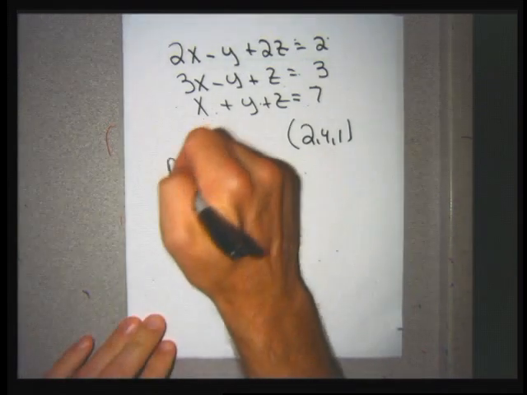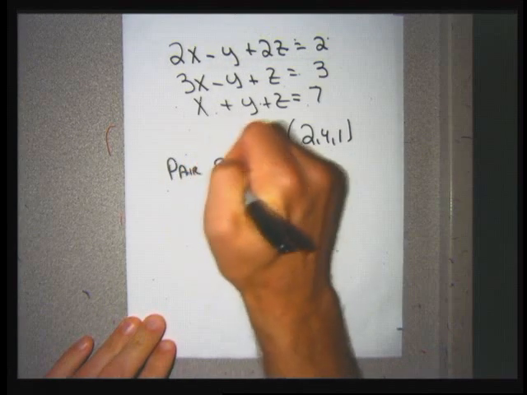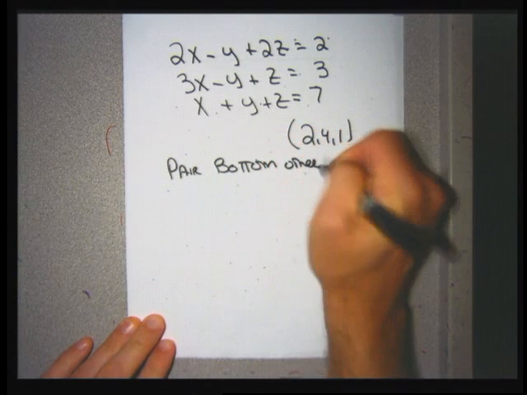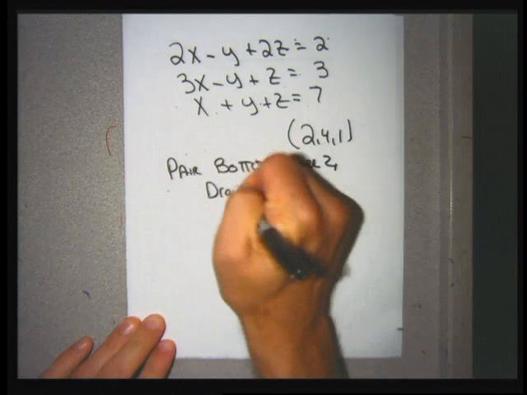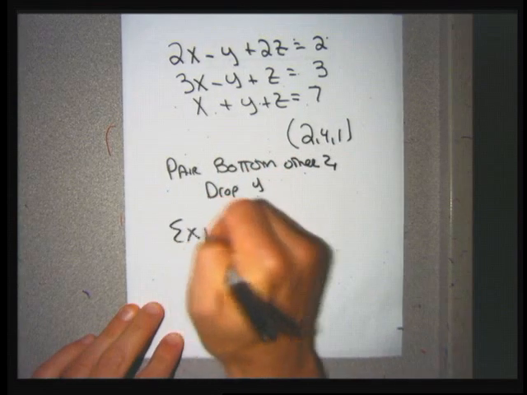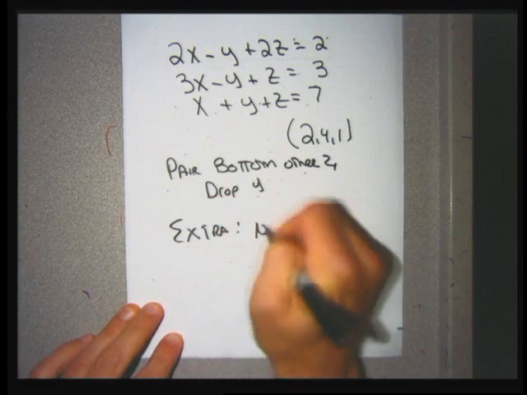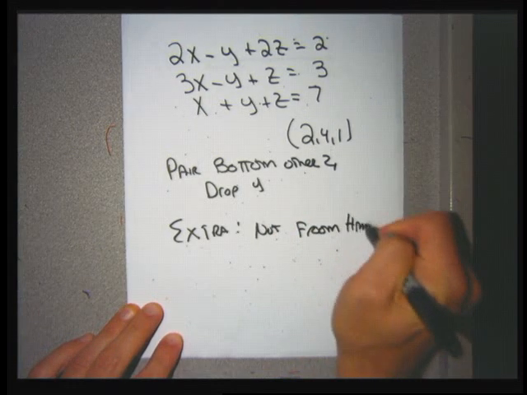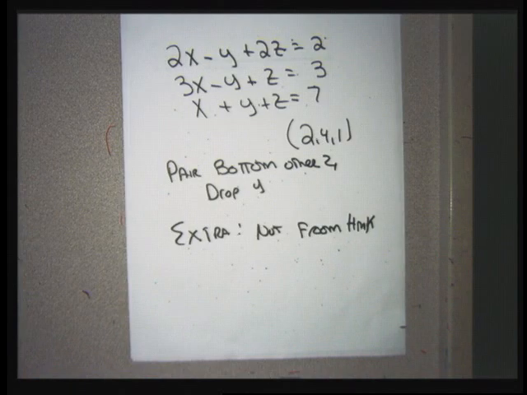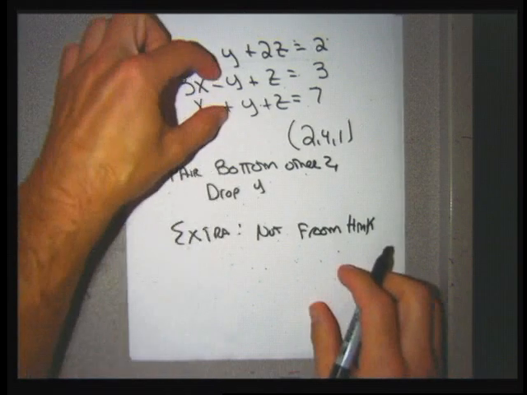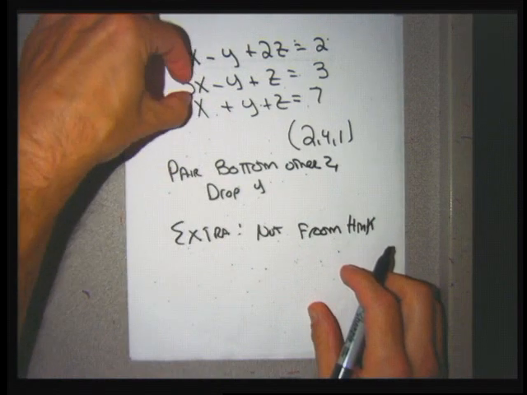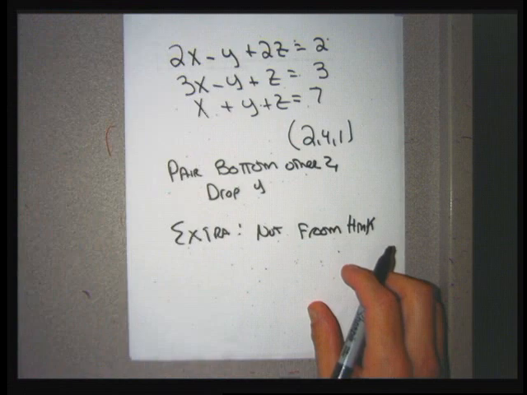I'm going to pair the bottom with the other 2. I'm going to drop out the y's. So this is just an extra, not from the homework, just because I wasn't sure we had enough practice yet. The reason I picked the bottom equation and dropped out the y's is because it looks like it's going to be easy. I'm going to put this x plus y plus z on top of the top one and the middle one. The y's are going to be super easy to drop out.